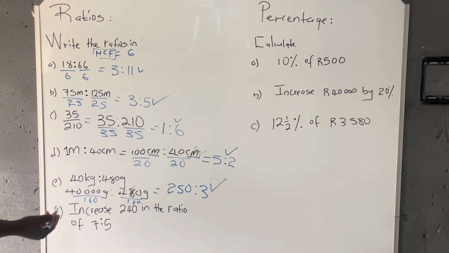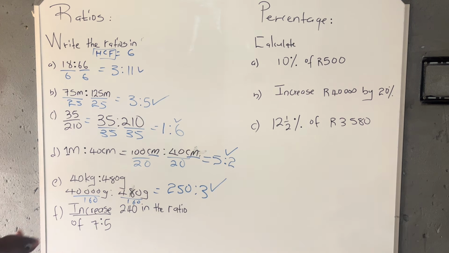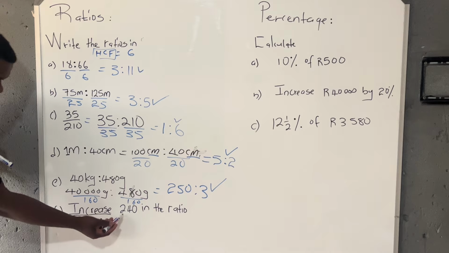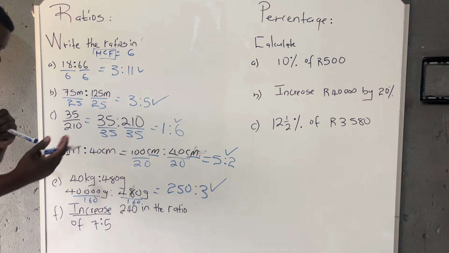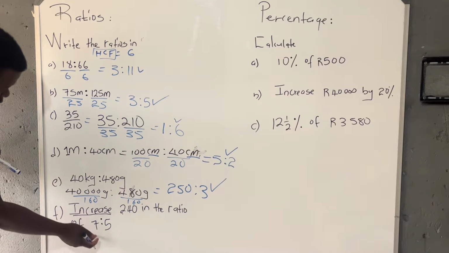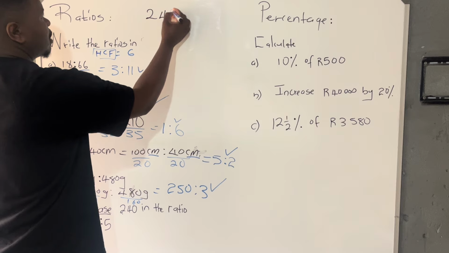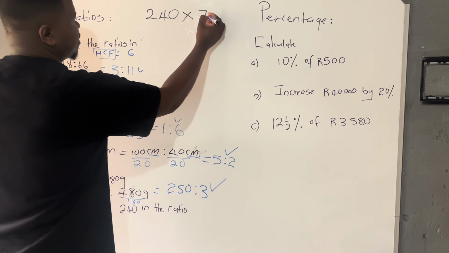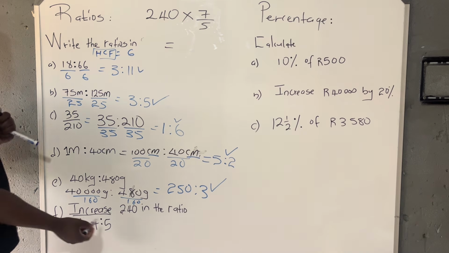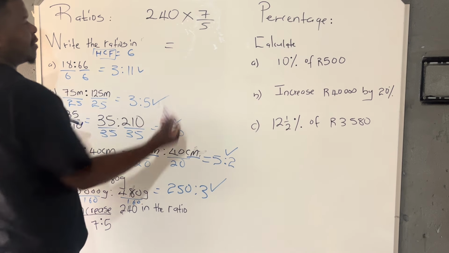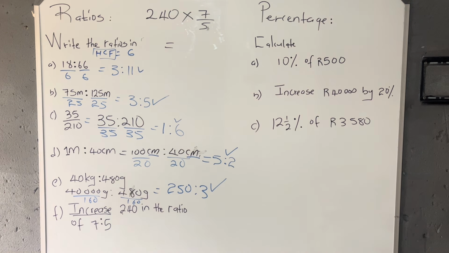They say increase. The key word is to increase. Increase 240 in a ratio of 7:5. Now, basically, we have to make this more, but they don't tell you, okay, make this more with an extra 20, 30, but instead they're using the ratio of 7:5. So, basically, we multiply 240 by 7/5. Then it should give you the answer. When they say increase, we put the bigger one on top and then the smaller one at the bottom. Vice versa, if they want you to decrease, you're going to put the smaller one on top.